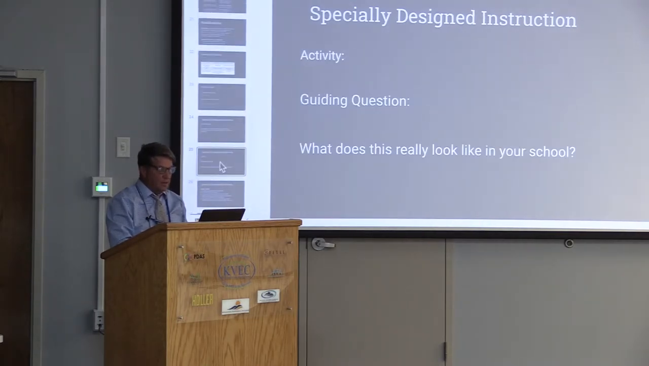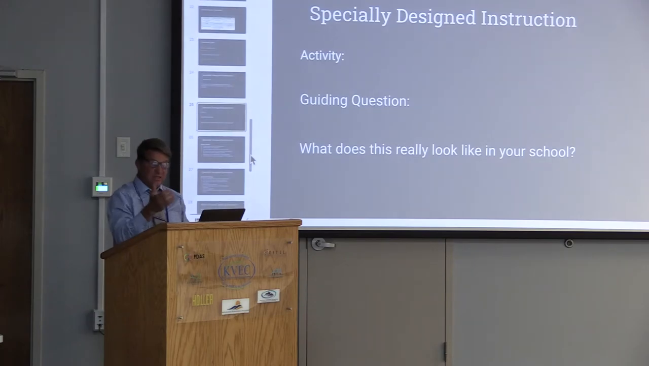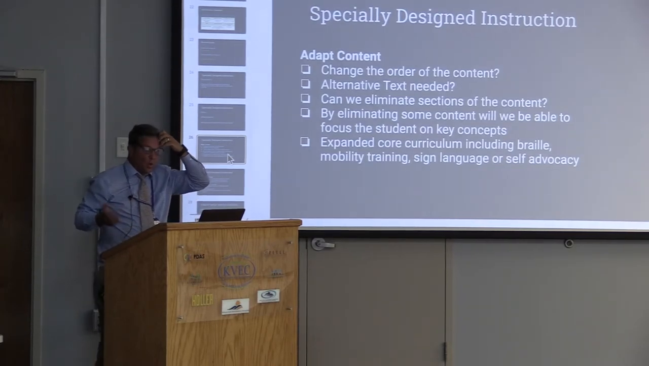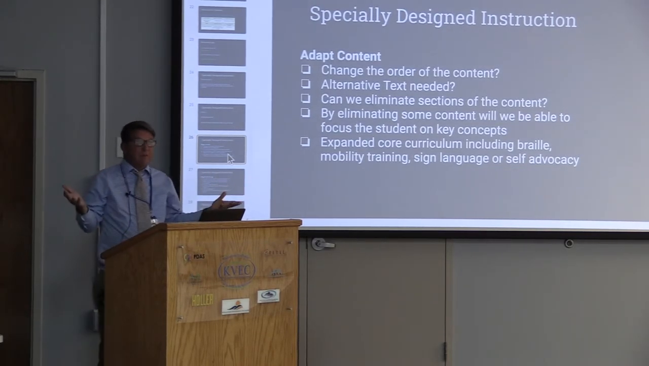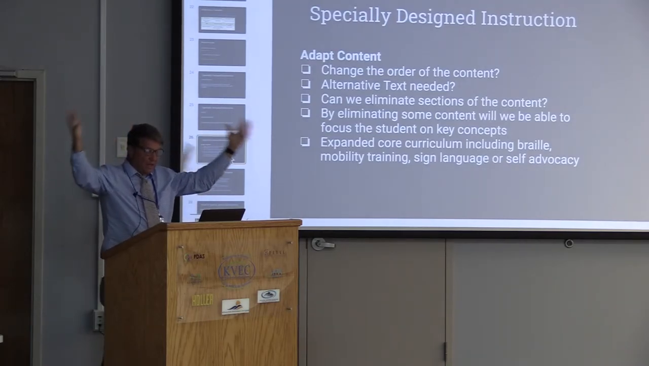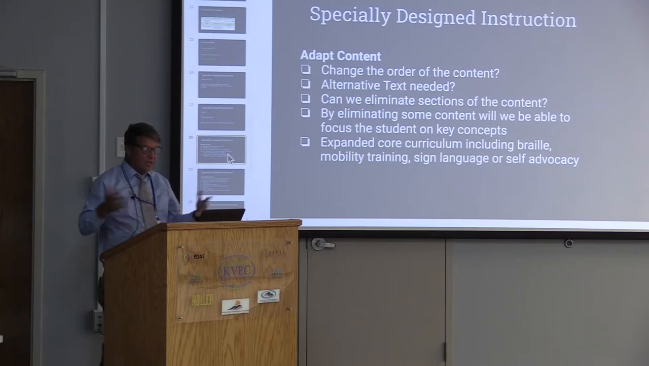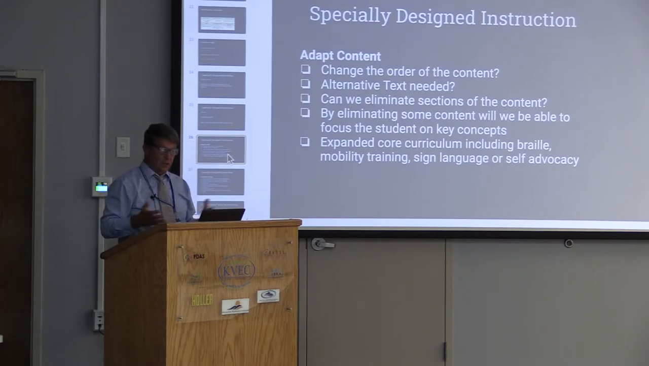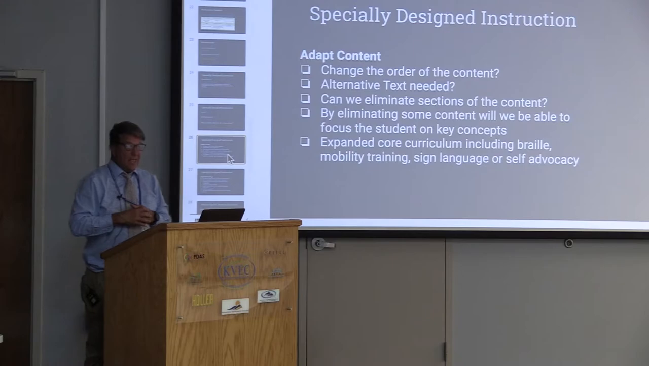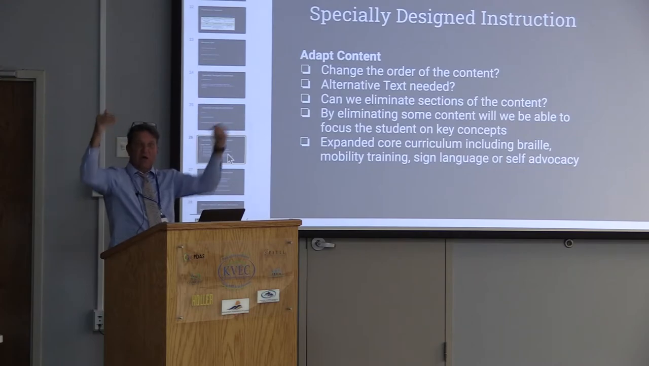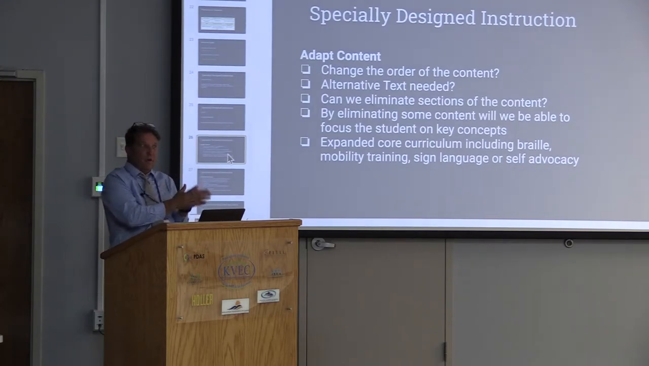So let's go on down here. And if we had time, we'd do this guided question: what does this really look like in your school? But this is really what it means to change the order of the content, to maybe look for an alternative text, low, high interest, low readability. Right? You know about those books? Can we eliminate sections of the content? By eliminating some content, we'll be able to focus on key concepts. And some students need expanded core curriculum, including Braille, mobility training, and sign language or self-advocacy training. Okay? So there's lots of things that students will need because of their disability, because they're so far behind.